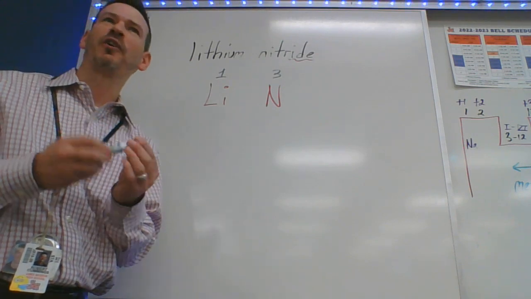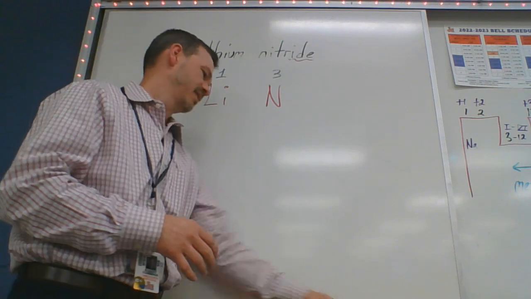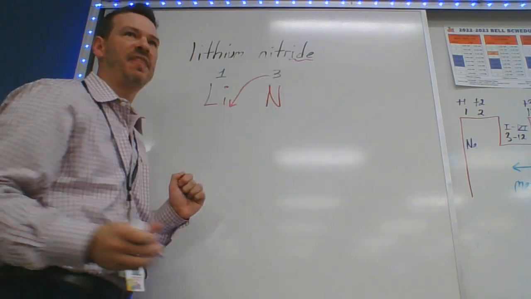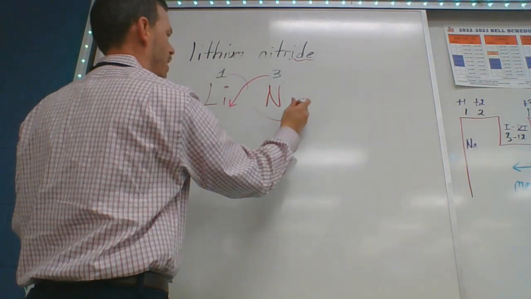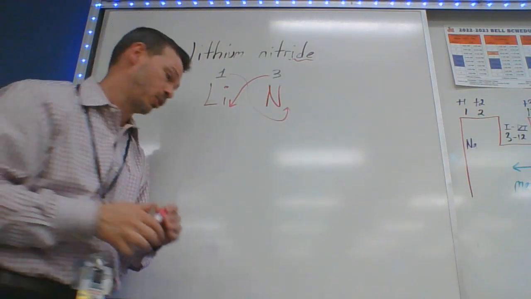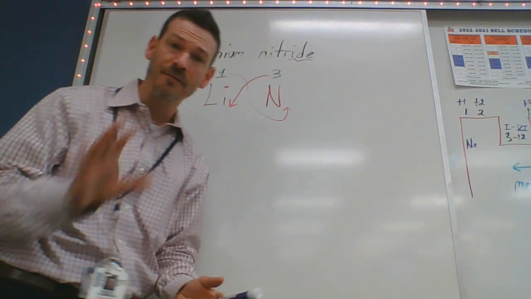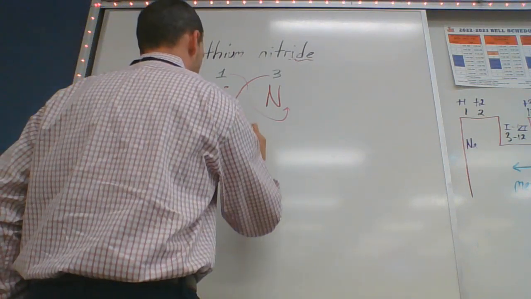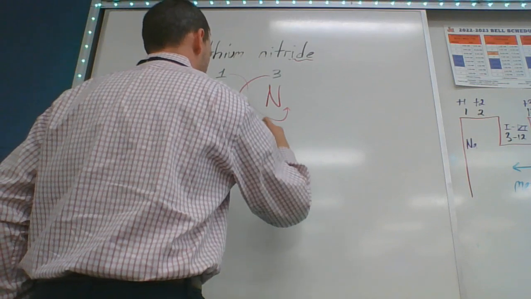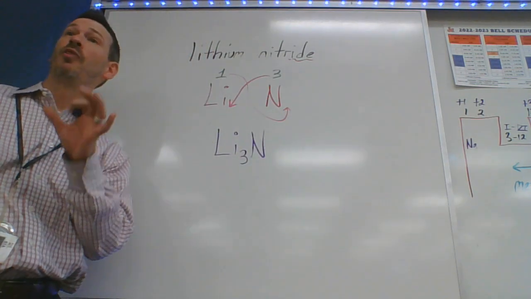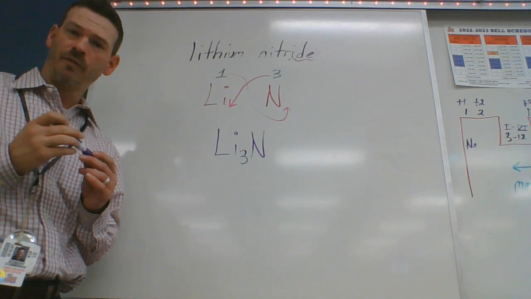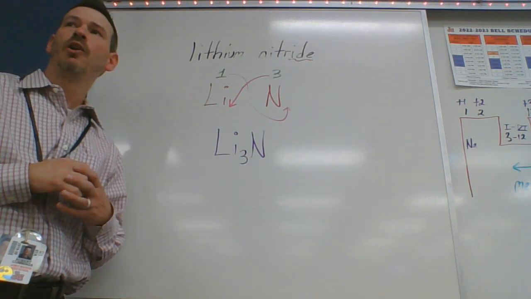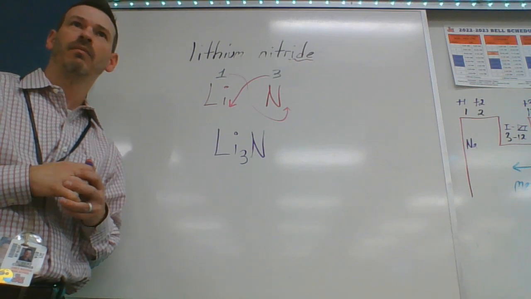So here we go. You ready for the crisscross? The 3 becomes lithium subscript. The 1 becomes nitrogen subscript. And the final formula for lithium nitride is what? Li3N. Don't put the 1. We never show 1s as subscripts. Water would be annoying if it was H2O1.